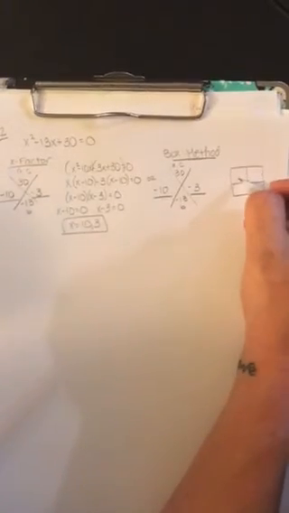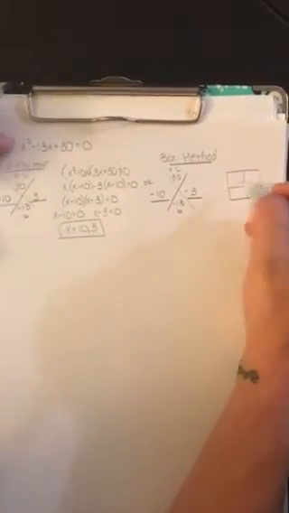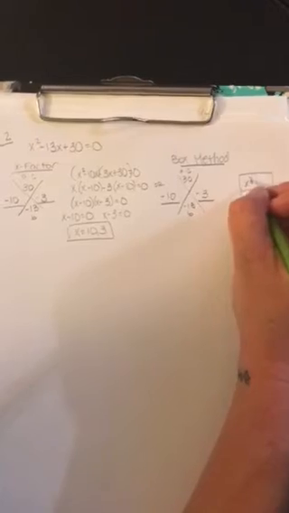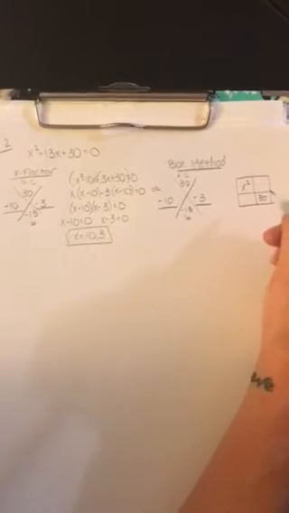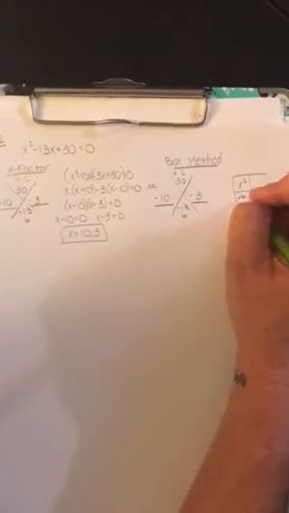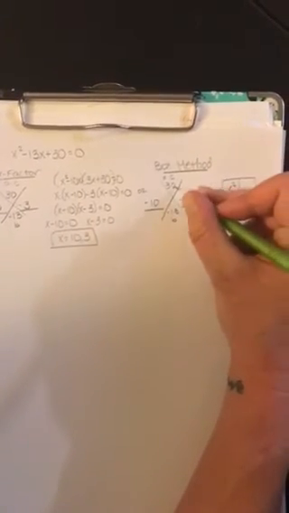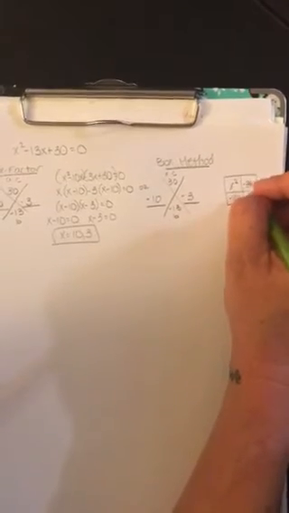In the upper left-hand corner, you always put your leading term. So for us, it's x squared. In the bottom, you always put the last, so it's 30. These 2 squares, it doesn't matter what order you put them in, but it has to have the numbers that multiplied to the top and added to the bottom.